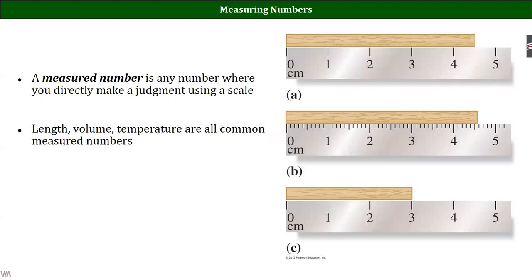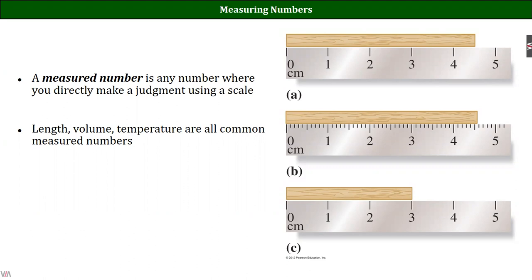All right, so let's talk about measuring numbers. Measured numbers are different than what we call exact numbers. Measured numbers means that there is some uncertainty associated with them. At their most basic, a measured number is any number where you make a judgment call at some point. Anytime you have to look at something and say it lines up exactly with that line or it doesn't, and you're estimating something in your head, that's a measured number.